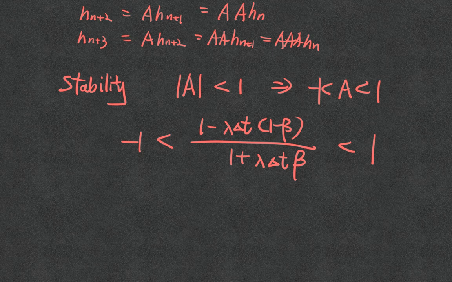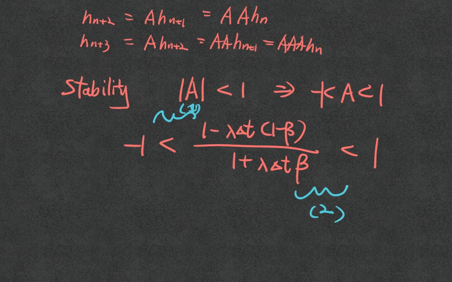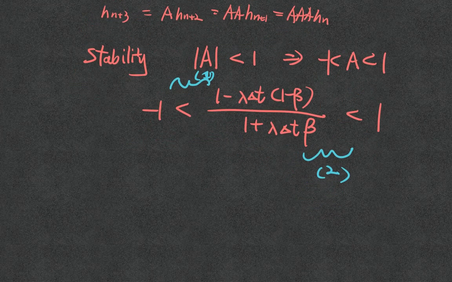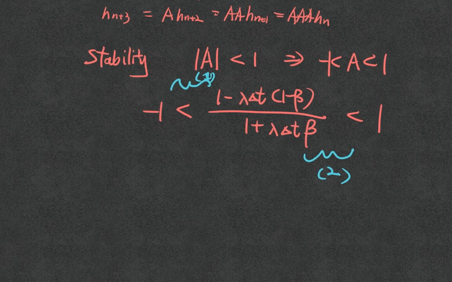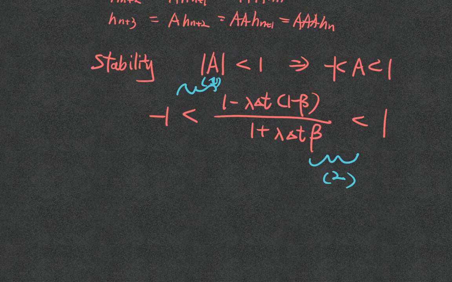So there are 2 equations here, equation 2 and equation 1. The reason I separate the 2 equations is that I want to find out what beta is a good value for us to guarantee the stability. Does that make sense? So let's consider equation 1.